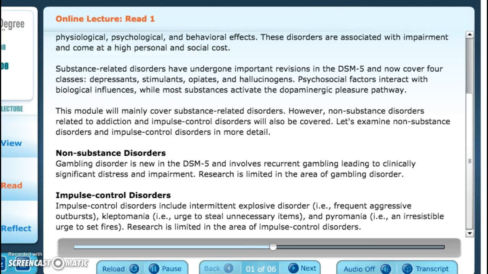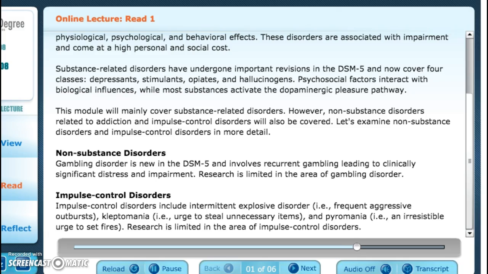Let's examine non-substance disorders and impulse control disorders in more detail. Non-substance disorders. Gambling disorder is new in the DSM-5 and involves recurrent gambling, leading to clinically significant distress and impairment. Research is limited in the area of gambling disorder.